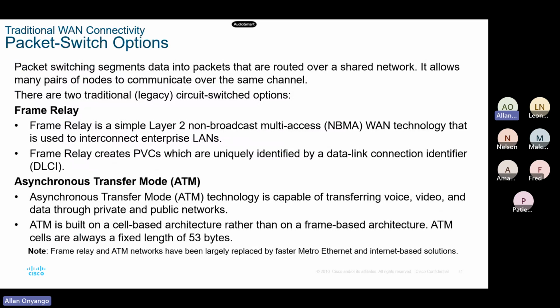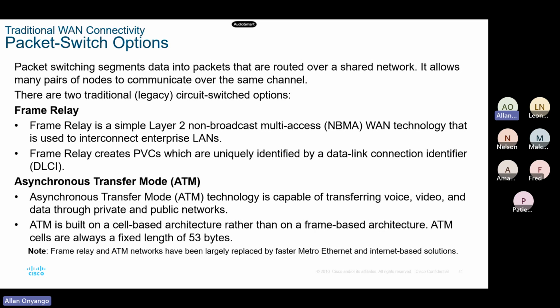Now, for the packet switched ones like Frame Relay, these are very old technologies again, and we used to study them in CCNA versions 5.0 and 6.0, but they were actually removed. Cisco removed them from the curriculum because they were considered legacy. Frame Relay was a simple layer 2 non-broadcast multi-access WAN technology used to interconnect enterprise LANs. It could use private virtual connections, uniquely identified by a data link connection identifier, the DLCI. They also provided very low speeds, but like I said, we no longer use these.